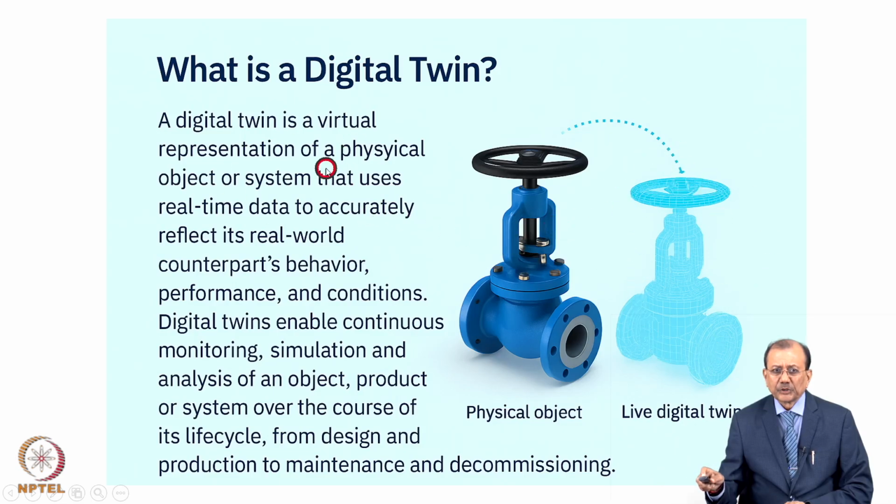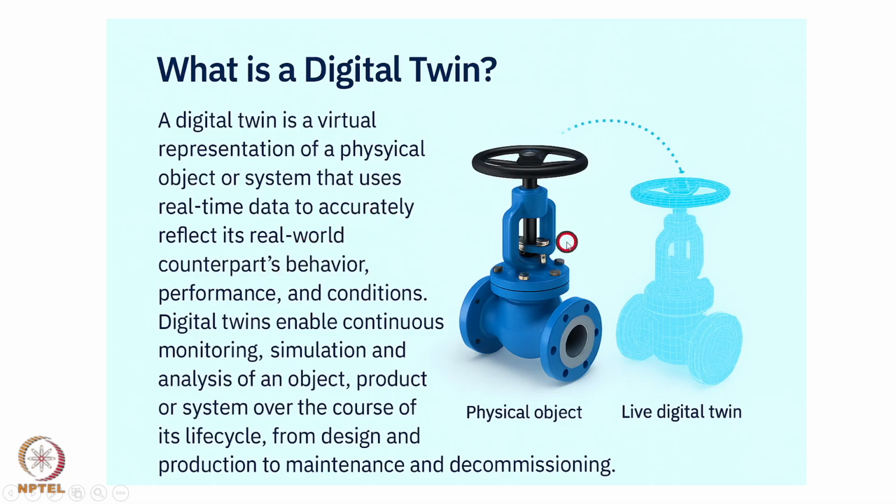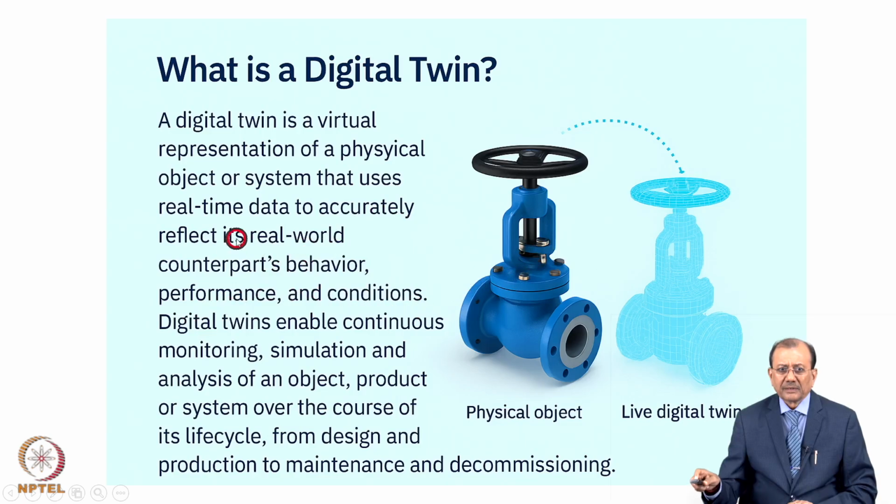So a digital twin is a virtual representation of a physical object or system. This is a physical object or system. The system may be software also, that uses real-time data to accurately reflect its real-world counterpart's behavior, performance and conditions. We will be studying this in a little more detail. Digital twins enable continuous monitoring, simulation and analysis of an object, product or system over the course of its life cycle, from design and production to maintenance and decommissioning.